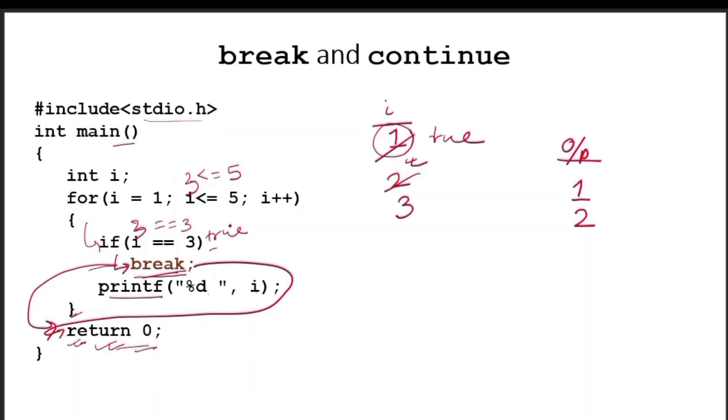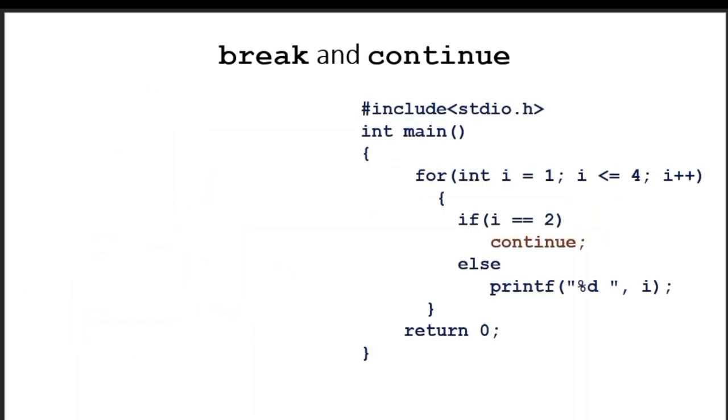So what was displayed on the output screen? Just 1 and 2. Now we will see how continue works.